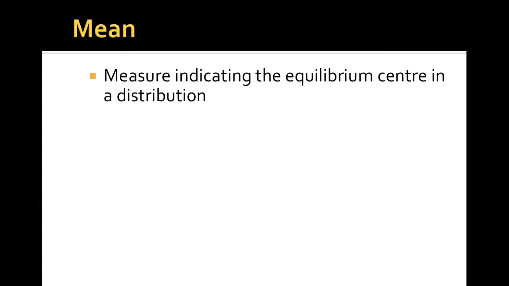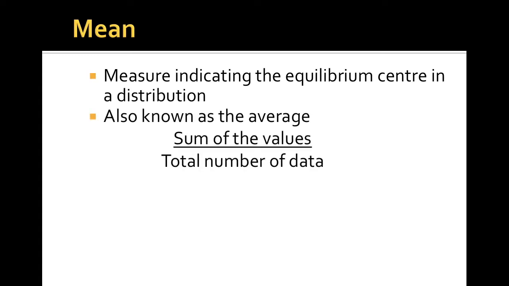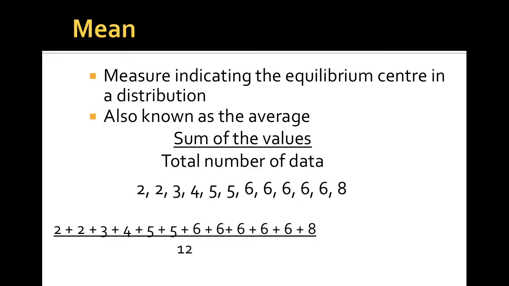The mean is a measure indicating the equilibrium center of a distribution, and it is also known as the average. When you find the average, you have the sum of all the values divided by the number of data or values that you're given. So for example, here's the same set of data that I gave you. You're going to add them all up, and then you're going to divide it by the total number of data. So there's 12 pieces of data, so you do 59 divided by 12, and the average of this is 4.92.